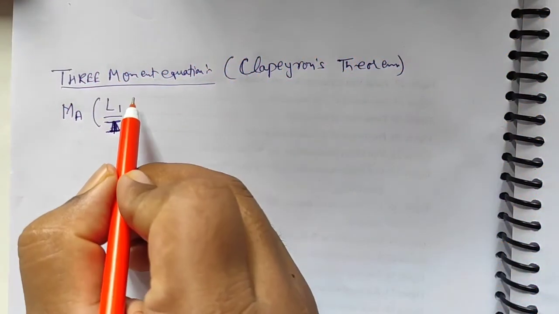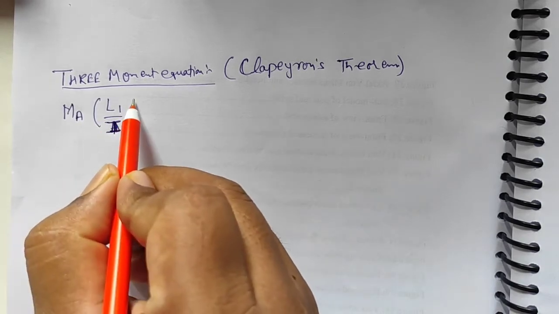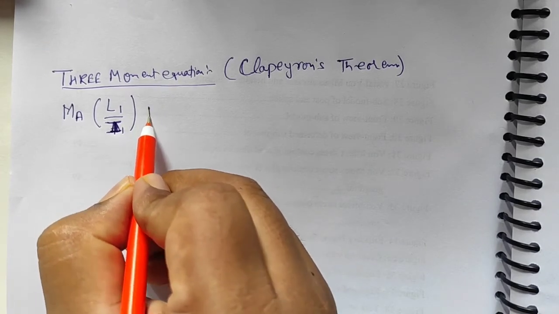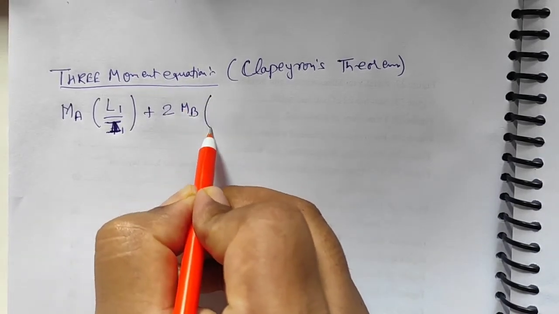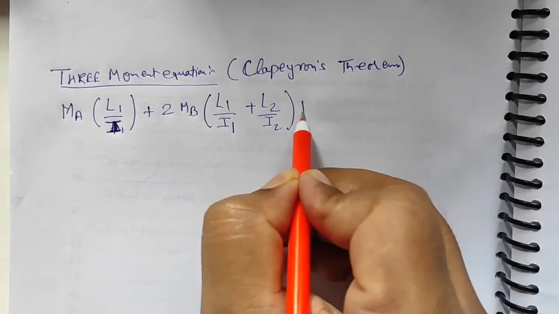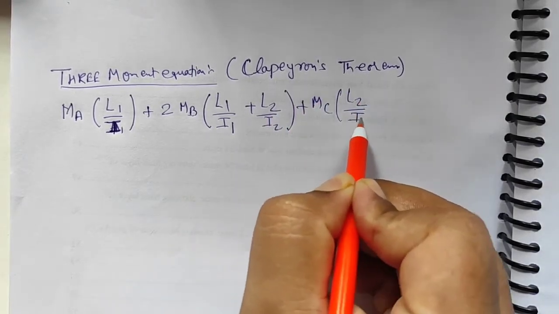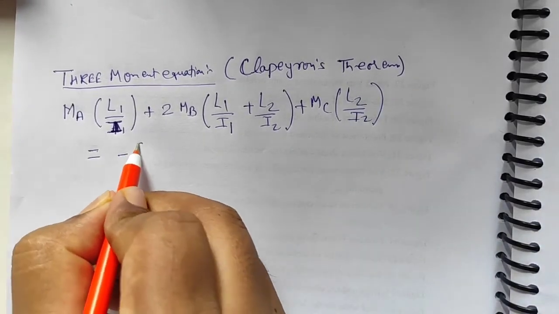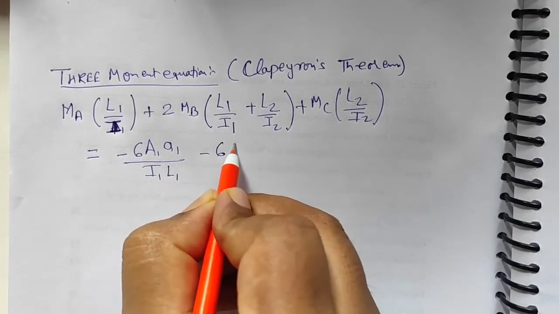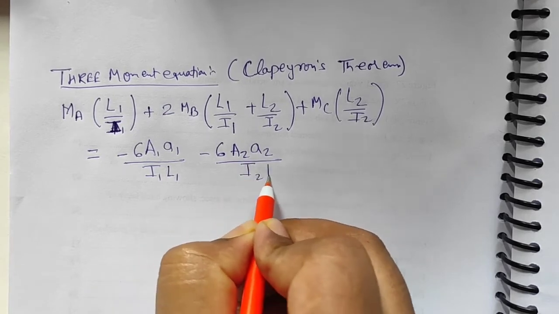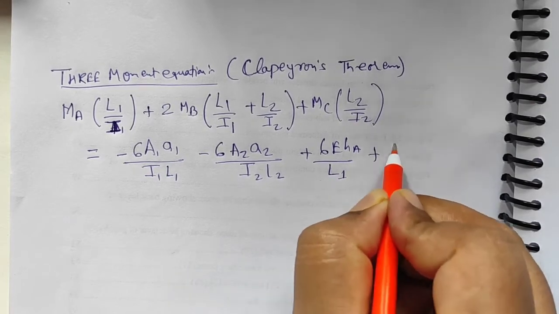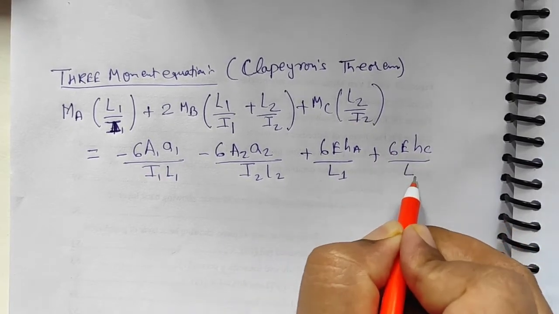So now let's directly come to the equation that we can write: MA, that is moment at A, multiplied by L1 upon I1, plus 2 times MB, L1 upon I1 plus L2 upon I2, plus MC L2 upon I2, is equal to negative 6 A1 a1 upon I1 L1, minus 6 A2 a2 upon I2 L2, plus 6 E HA upon L1, plus 6 E HC upon L2.